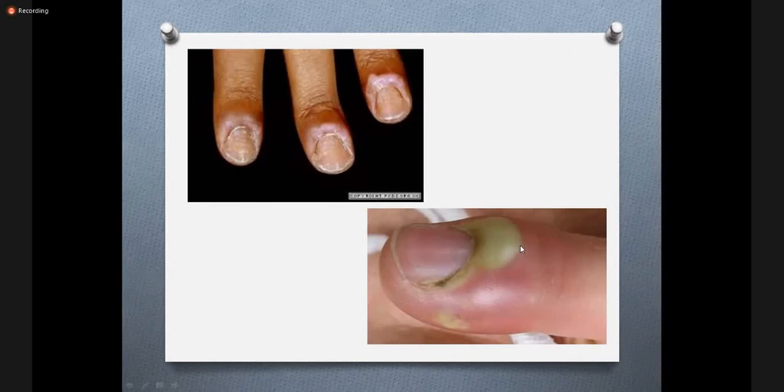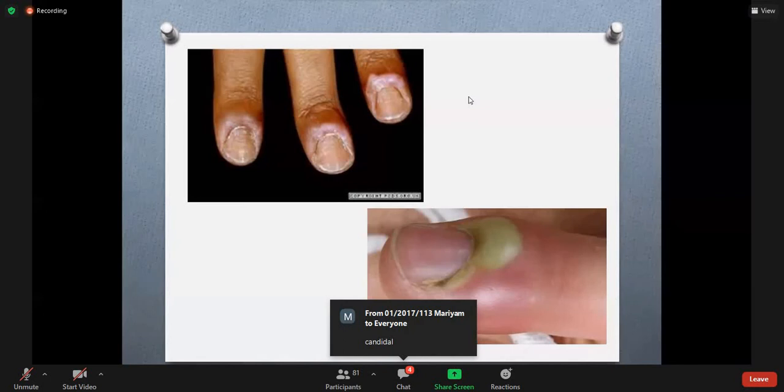Okay, now tell me, is this more common with dermatophytic onychomycosis or candidal onychomycosis? Someone answer this question. Paronychia is mostly associated with dermatophytic onychomycosis or candidal onychomycosis. Right? Candidal onychomycosis. Okay, good. So if there is dystrophy of the nail, discoloration of the nail, or thickening of the nail associated with paronychia, then the most probable organism is Candida albicans, because the treatment is different.